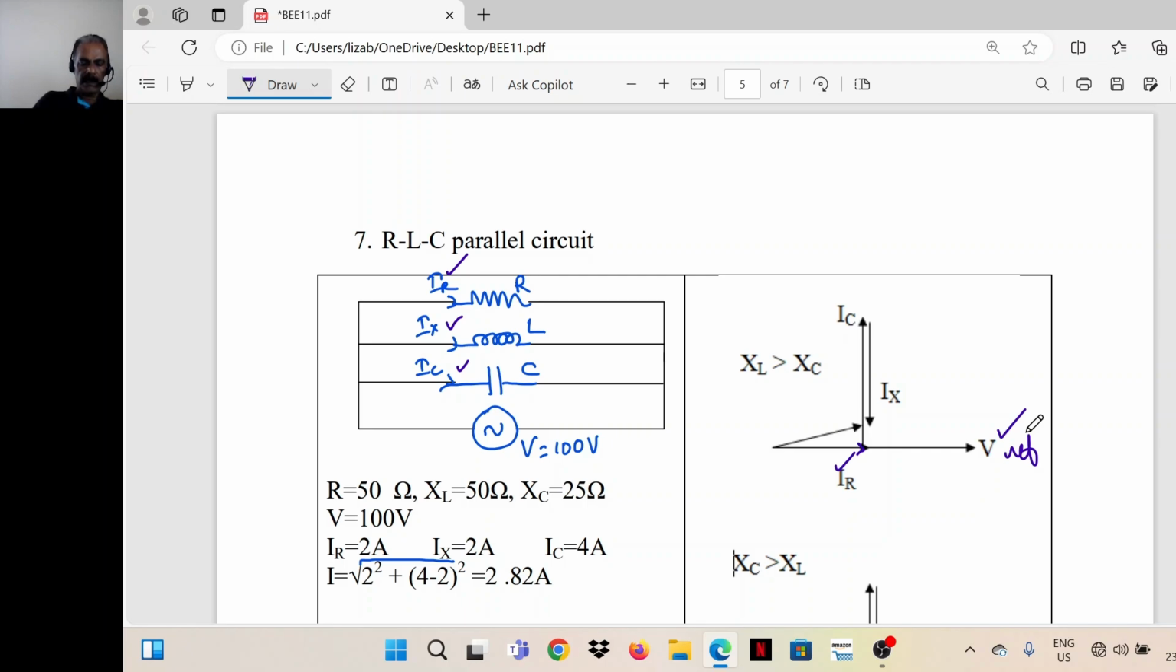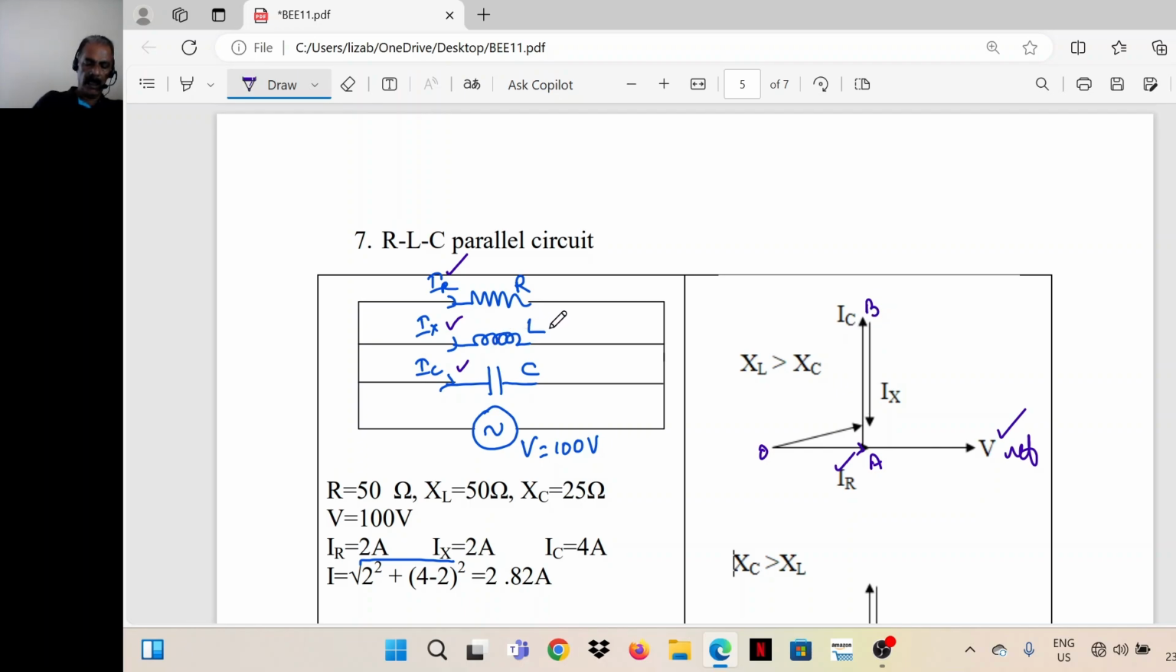Then next let's mark IC. IC is leading the voltage by an angle of 90 degrees. So I'll mark O, A, B. IC is AB. AB is leading the voltage by an angle of 90 degrees.